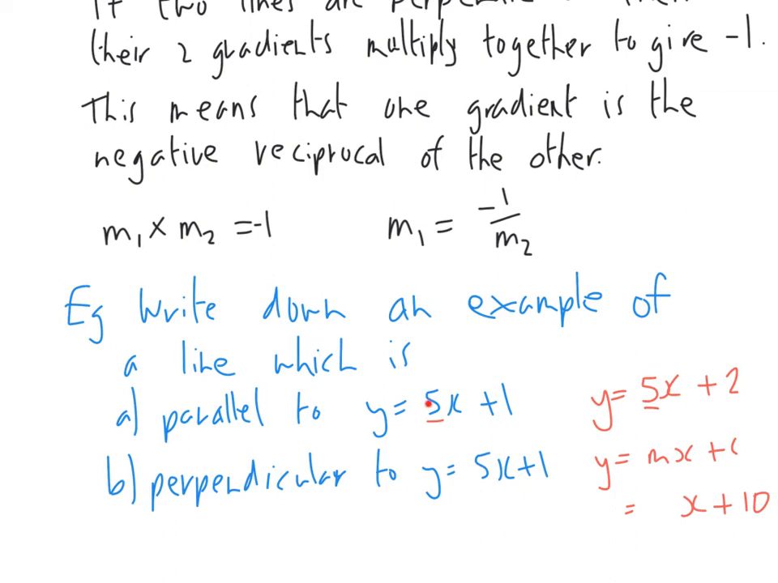So if you've got this one here, you say the other one is minus 1 over it. So 5, minus 1 over 5 is the gradient. And you can check that as well by saying 5 times negative a fifth should give you minus 1. The two gradients times together should give you negative 1.